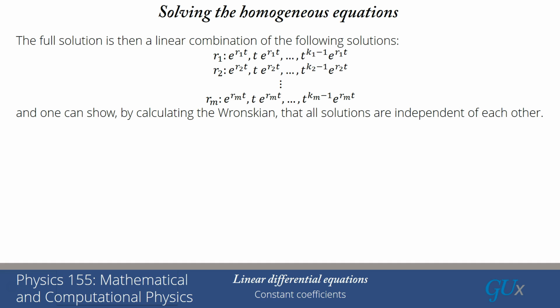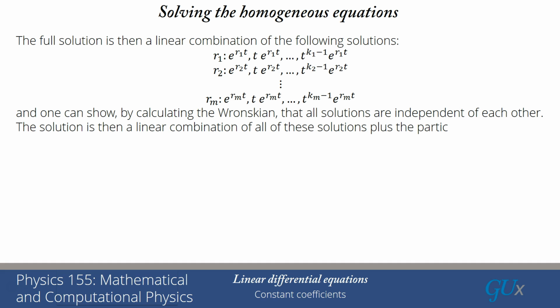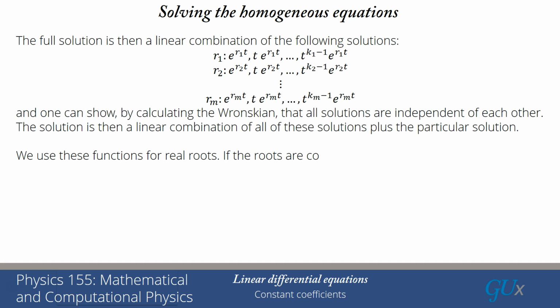And if we take this object and we calculate its Wronskian and take the determinant of that, we will find the determinant is non-zero. So all these solutions are indeed independent of each other. Okay, the general solution of the homogeneous equation is then a linear combination of all of these solutions. And then if I want the solution of the inhomogeneous equation, I have to add a particular solution of the inhomogeneous equation.